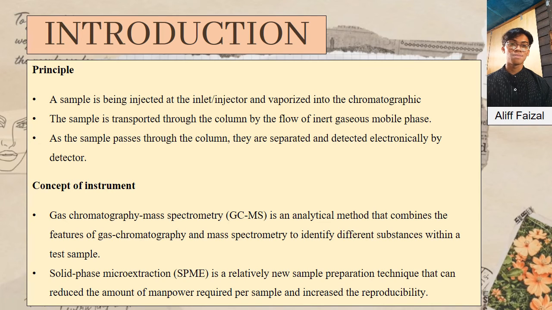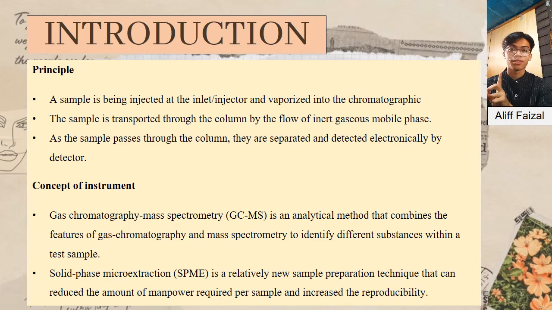Now we'll be talking about the principle and concept of the instrument of gas chromatography. The principle is that a sample is injected and evaporated into the chromatograph, and then the sample is transported through the column by the flow of inert gas, the mobile phase. As the sample passes through the column, the components are separated and detected electronically by a detector.